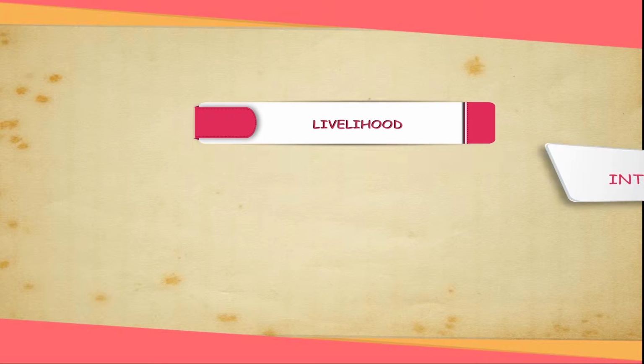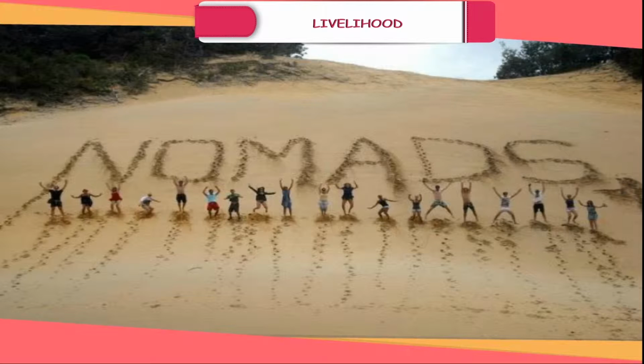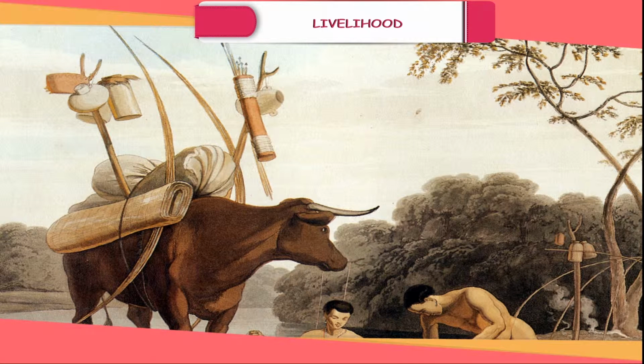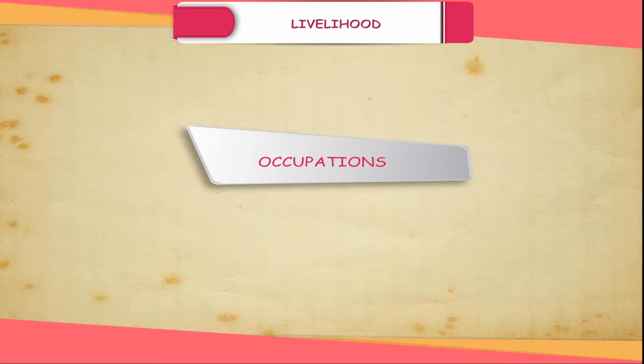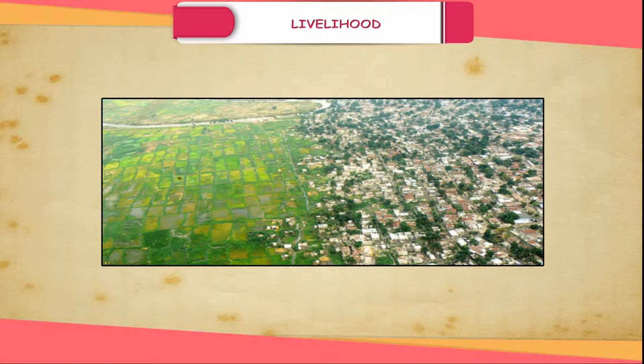Livelihood. Introduction. Human beings were called nomads in primitive times as they wandered from place to place in search of food. Gradually, they started leading settled lives and took up occupations. The method of livelihood to earn a living is called occupation. Means of livelihood differ from each other in rural and urban areas.